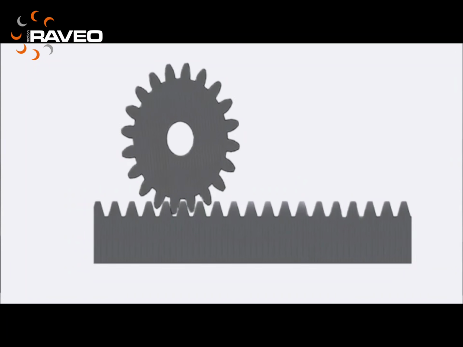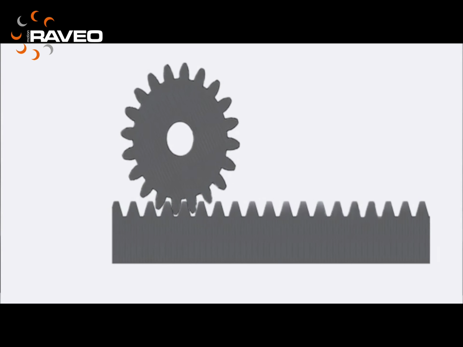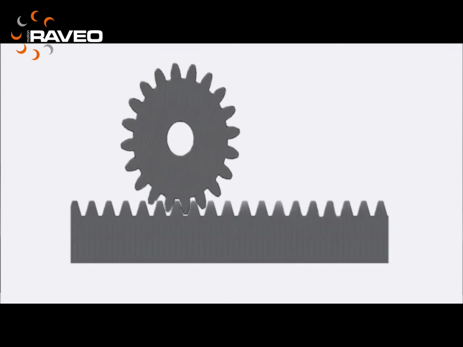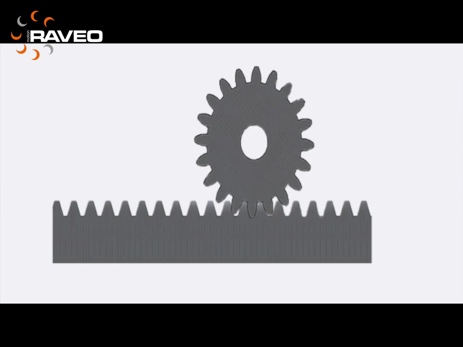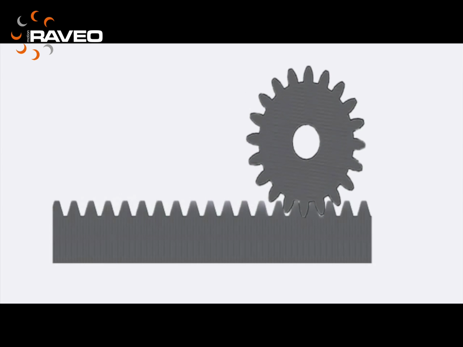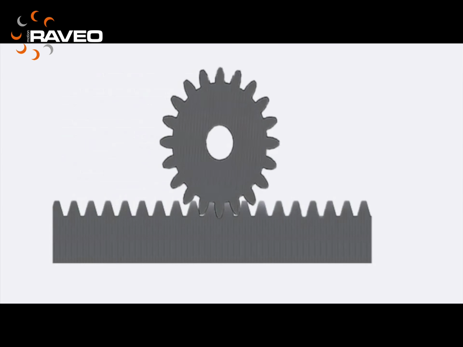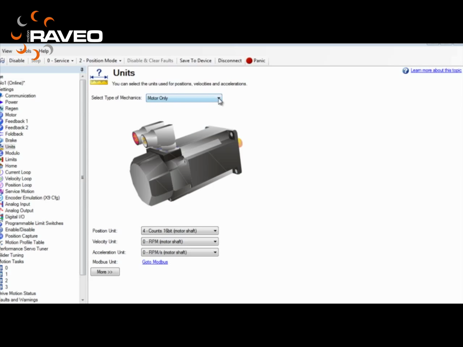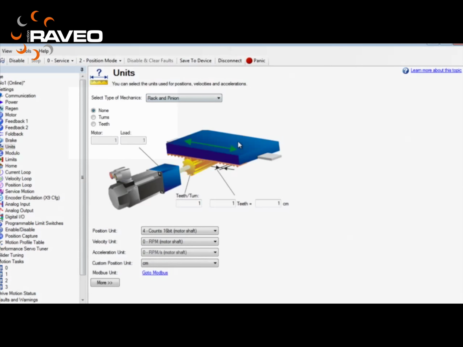A rack and pinion system utilizes a rotary gear called a pinion and a linear gear called a rack. When the rotary gear connected to the motor rotates, there is relative motion between the rack and the pinion. The motor can be stationary and the rack travels, or the rack can be stationary and the motor and pinion travels. In the unit setup screen, we select rack and pinion.